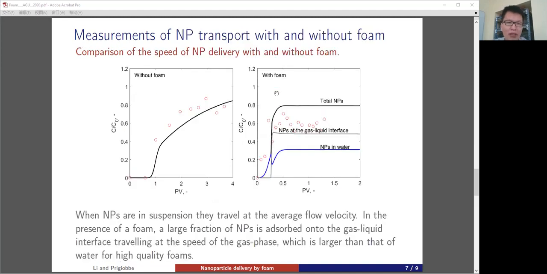So comparing the experiments without foam and with foam for the nanoparticle concentration, it is clear that if the nanoparticles are in suspension, they travel at the average flow velocity. In the presence of foam, a larger fraction of nanoparticles is adsorbed onto the gas-liquid interface, traveling at the speed of the gas phase, which is larger than that of water for high foam quality.